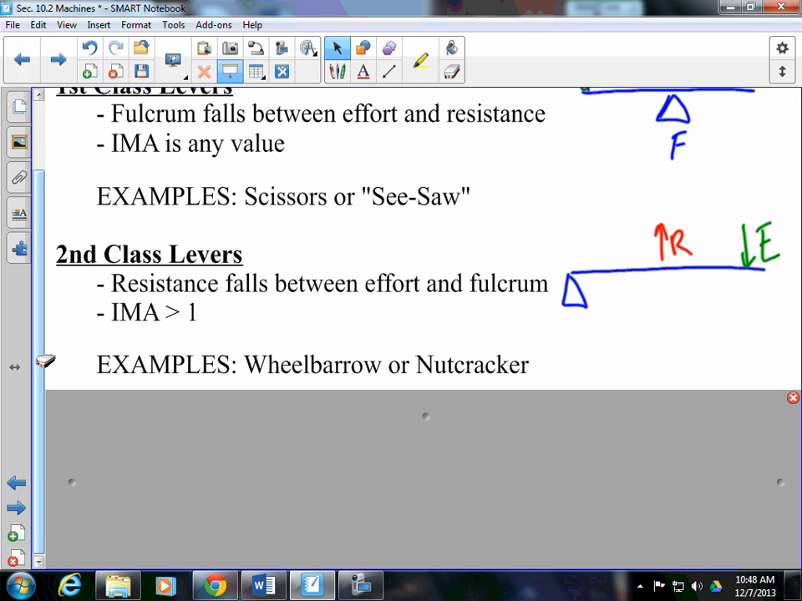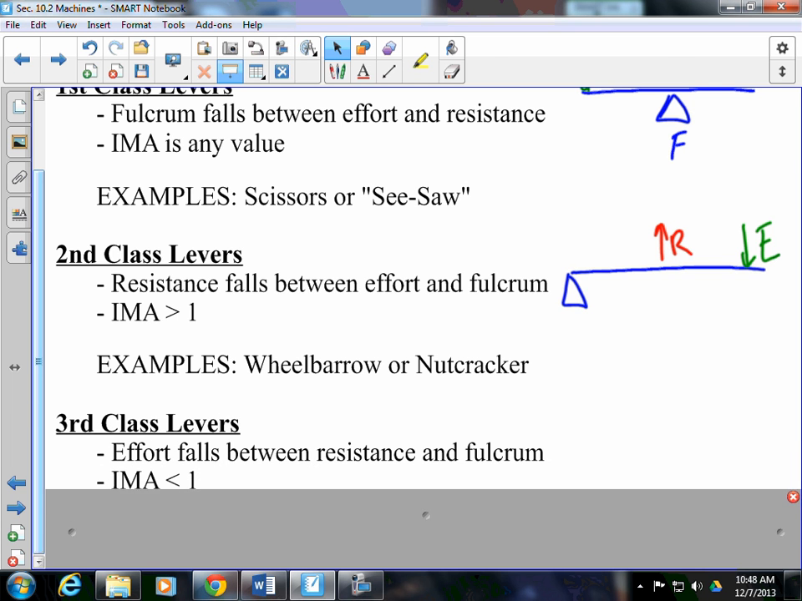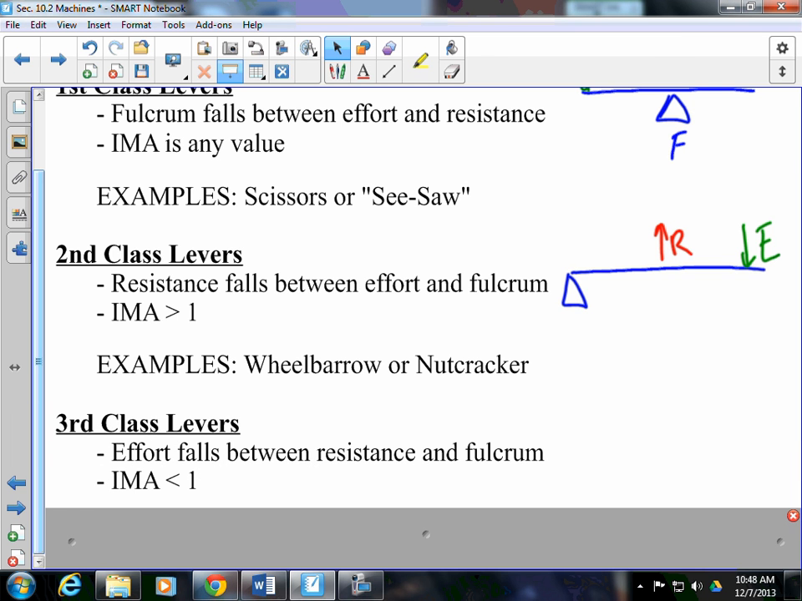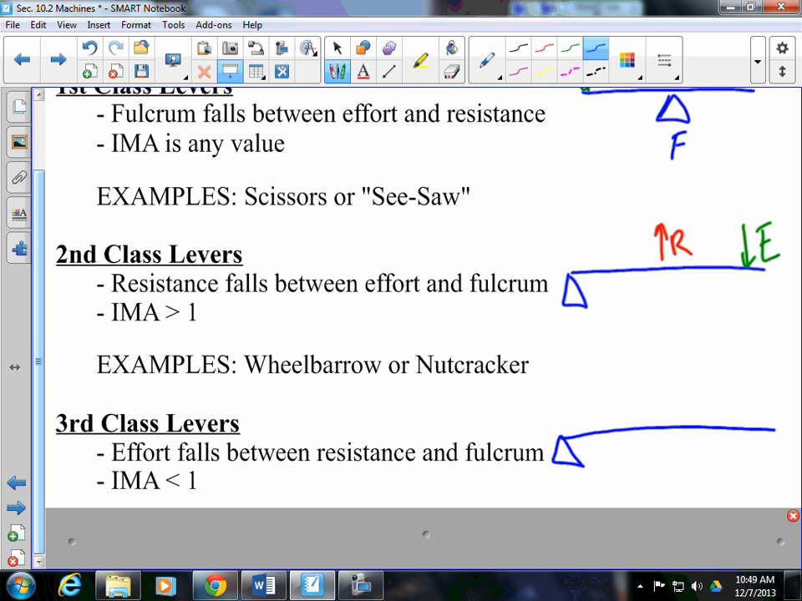So in our first class lever, we had the fulcrum in the middle. In our second class lever, we have the resistance in the middle. And for our third class lever, our effort is in the middle. Our fulcrum is still on one end. We have our effort in the middle and our resistance on the outside.